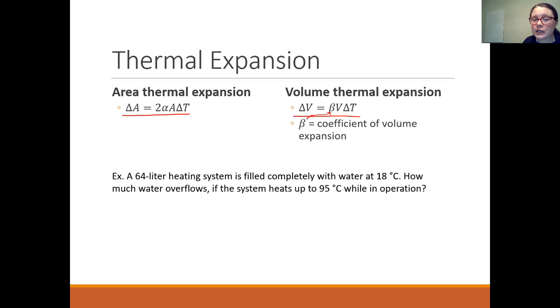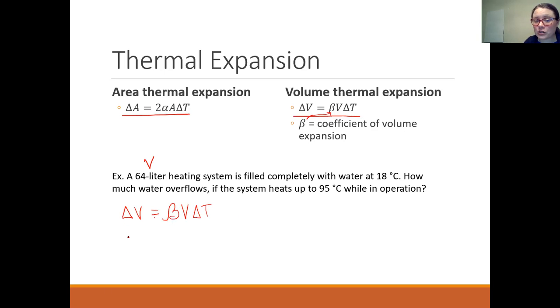A 64-liter heating system is completely filled with water at 18 degrees Celsius. How much water overflows if the system heats up to 95 degrees Celsius while in operation? So in this question, we have 64 liters. This tells me I'm doing a volume question, so I'm going to want to find a change in volume. The formula for that is beta times volume times the change in temperature.